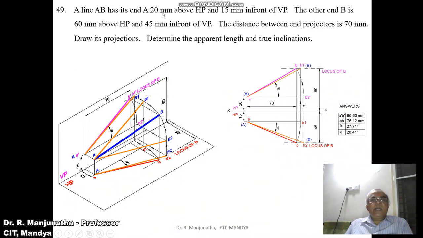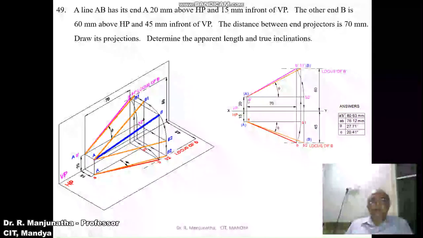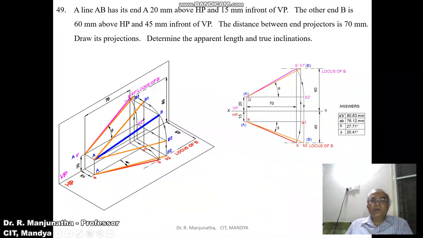Then he says A is 20 mm above HP. So from the XY line, you measure 20 mm in the vertical plane, that is above the XY line, and draw a horizontal line. Similarly, 15 mm in front of VP. So from the XY line, you measure 15 mm below the XY line because HP is below the XY line, and then draw a horizontal line.